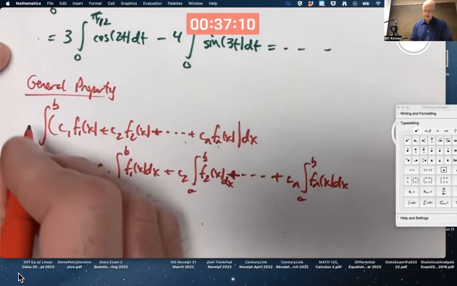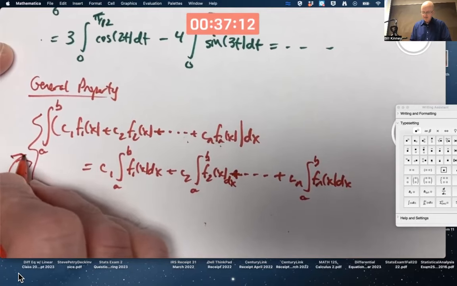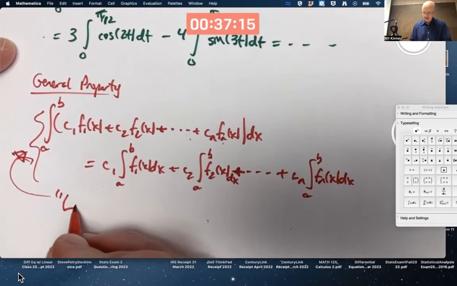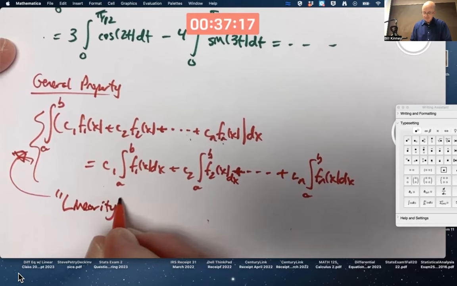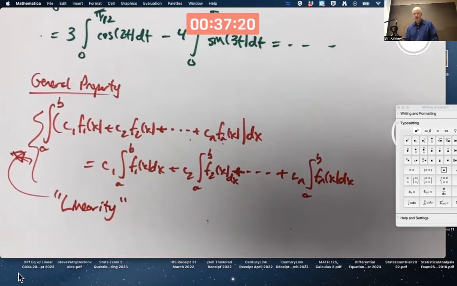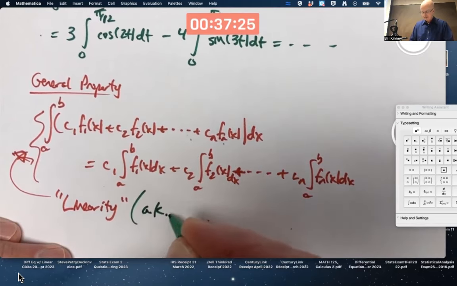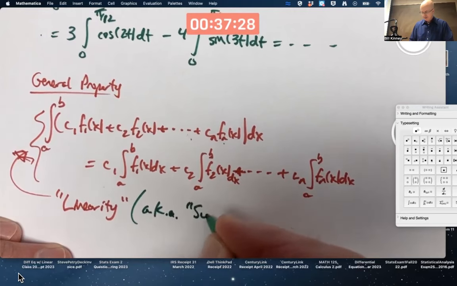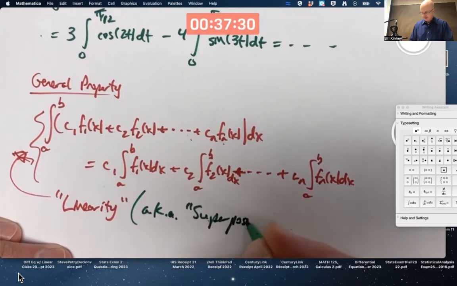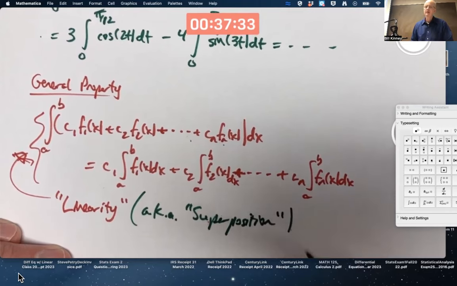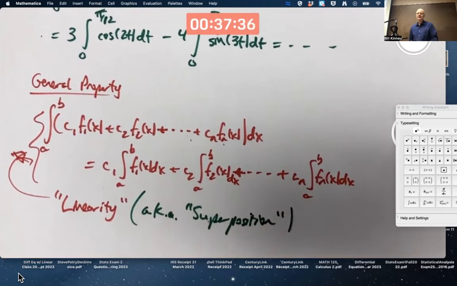It's got a name. Mathematicians call it linearity of the definite integral operator. Scientists tend to call it, also known as superposition. So when a scientist uses the word superposition, they don't always mean this, but sometimes they mean this. There's a similar property for derivatives. Derivatives are linear too. They satisfy a superposition property too.